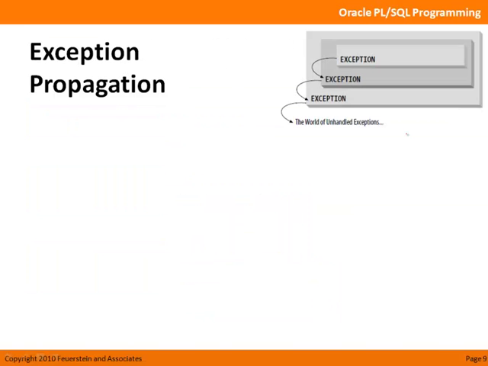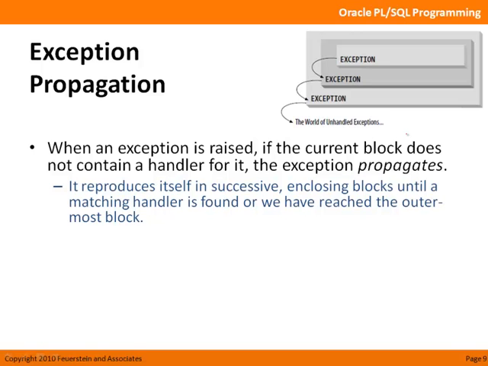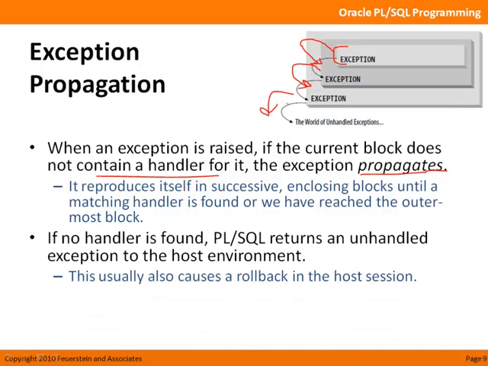So back to exception propagation. When an exception is raised, the current block does not contain a handler for it, the exception propagates out. So if this block does not trap the error, or if for any reason an error is raised again from within the when clause, it passes it out, which causes the termination of the outer block, etc. And if it comes all the way out of PLSQL, it's an unhandled exception, and the host environment usually will commit or perform a rollback.